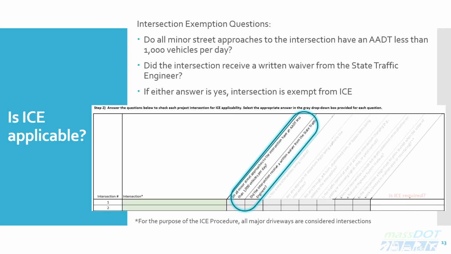The next section to complete includes questions specific to each intersection. The first 2 questions determine if an intersection is exempt from ICE. The questions are: do all minor street approaches to the intersection have an AADT less than 1,000 vehicles per day? Did the intersection receive a written waiver from the state traffic engineer? If either answer is yes, ICE is not required. Traffic volume data sources are linked later in the training.